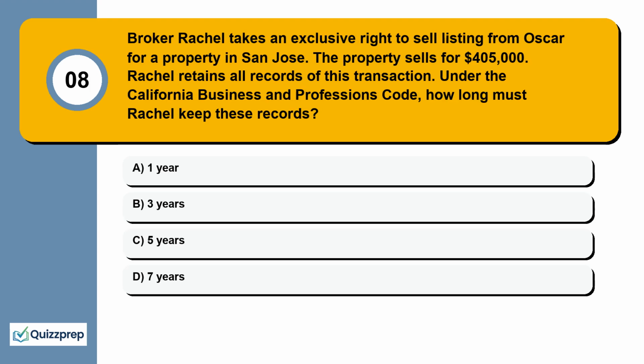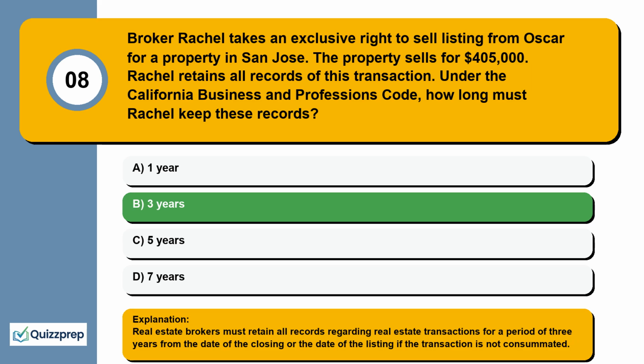Question 8. Broker Rachel takes an exclusive right to sell listing from Oscar for a property in San Jose. The property sells for $405,000. Rachel retains all records of this transaction. Under the California Business and Professions Code, how long must Rachel keep these records? 1 year, 3 years, 5 years, 7 years.